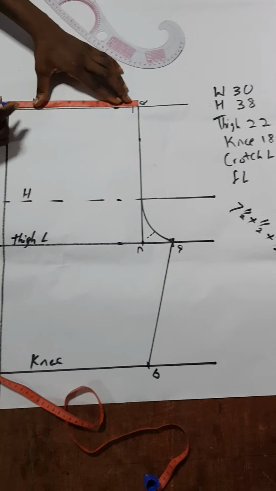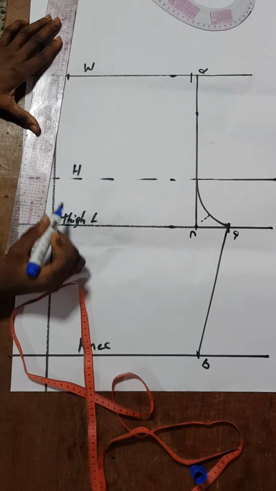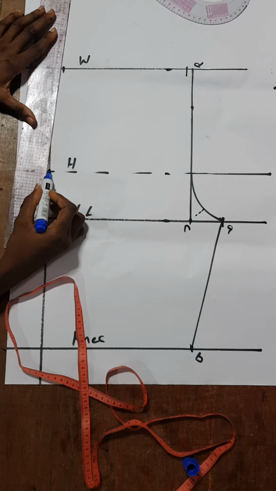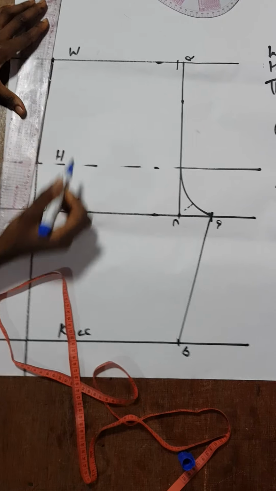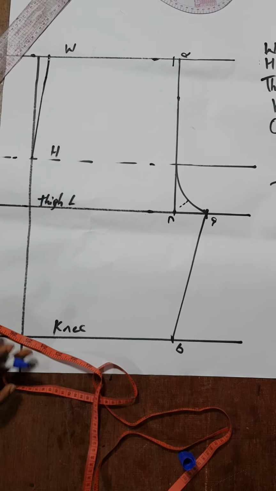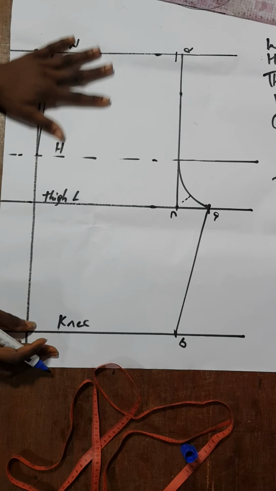Okay. So I need a total of 8.5 here, and the next thing I'll do is I'll connect my waist to these points here, this area where I marked as my hip length. So the front is ready. Okay, the front pattern is ready.